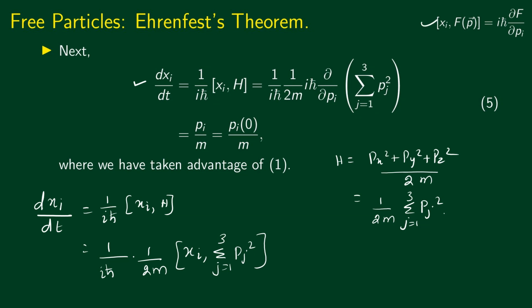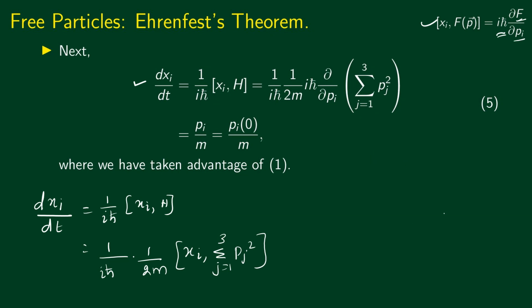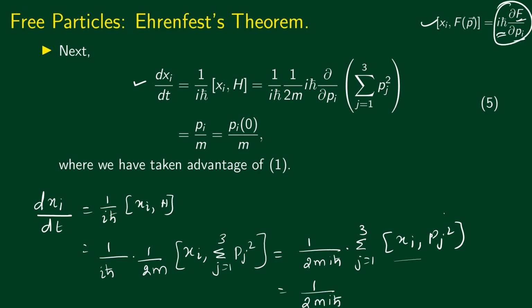Now we can use this relation. The commutator of xi with some function f of the p vector is obtained easily as iħ multiplied by the partial derivative of f with respect to pi. So here, this becomes 1 divided by 2m iħ, and the sum over j equal to 1 to 3. Let me write one more step: the commutator of xi with pj². Now let's use this formula. This commutator is given by a sum over j equal to 1 to 3, where each commutator is iħ multiplied by the partial derivative of pj² with respect to pi. We know how to evaluate this.